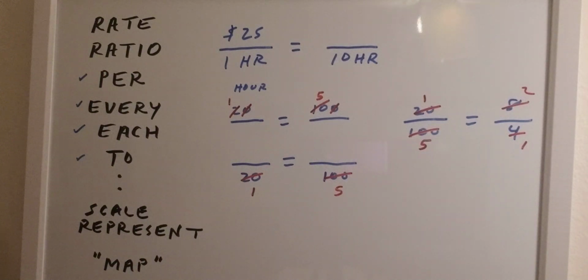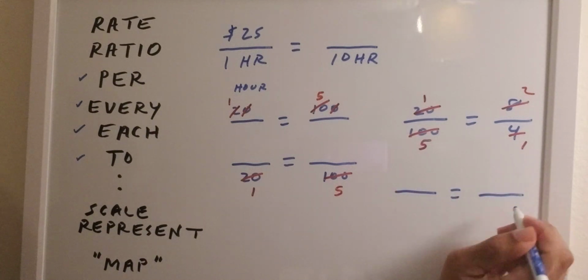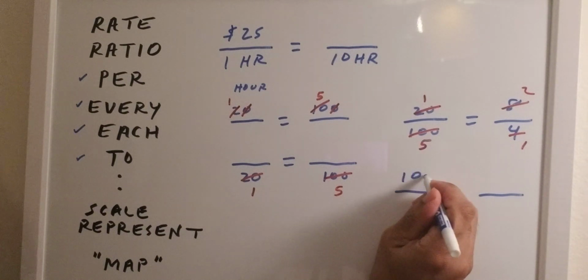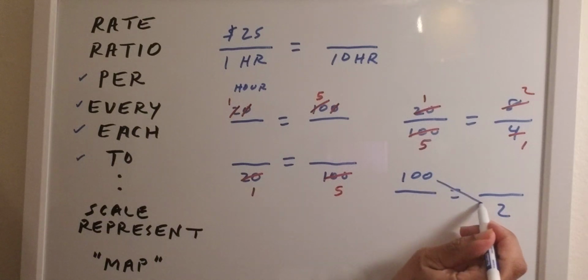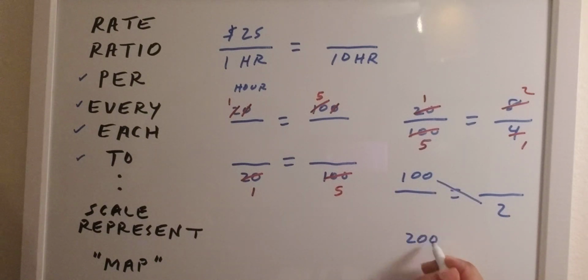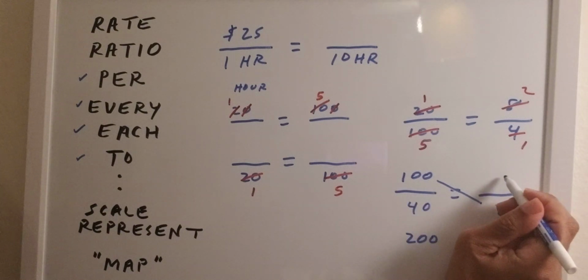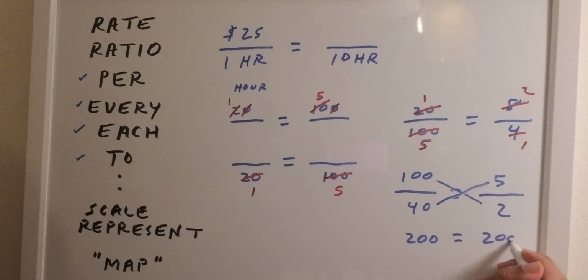Finally, to solve a proportion, a method you can use is cross multiplying. If 100 is there, 2 is there, those will be multiplied to equal 200. If a 40 is there and a 5 is there, those are multiplied to equal 200. You will cross multiply to solve your proportion.